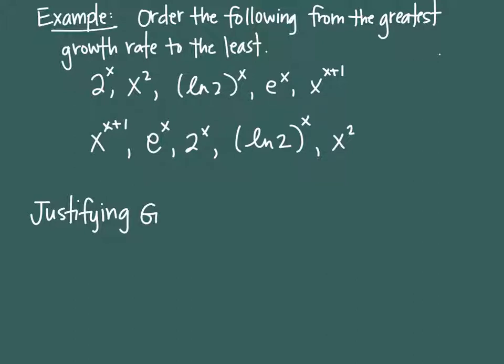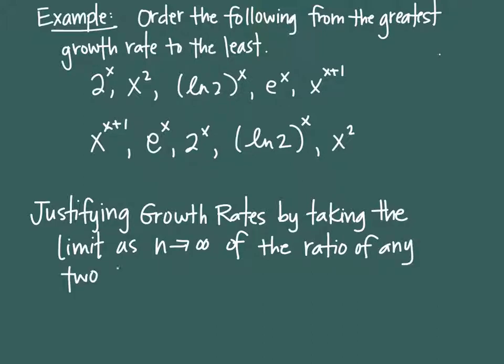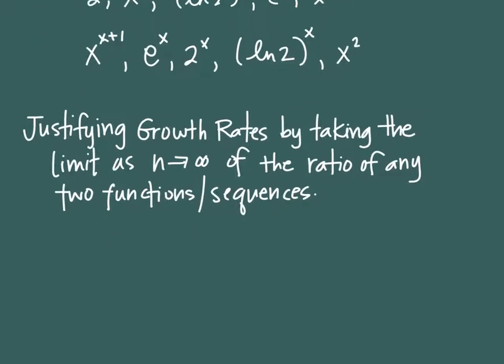All right, so we want to justify growth rates by taking the limit as n approaches infinity of the ratio of any 2 functions or sequences. All right, so you're like, is G faster than F or is F faster than G? What is it? So you're going to take a ratio.